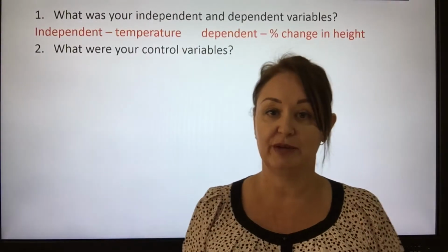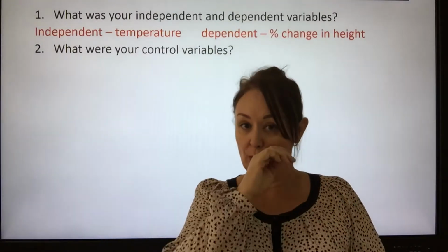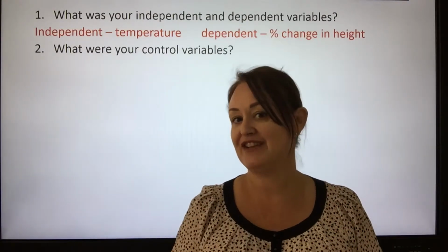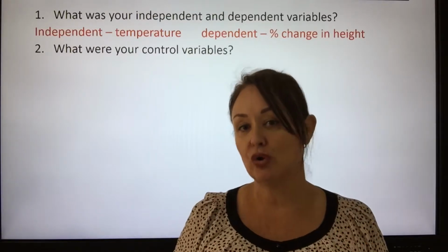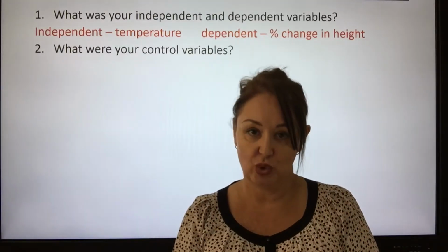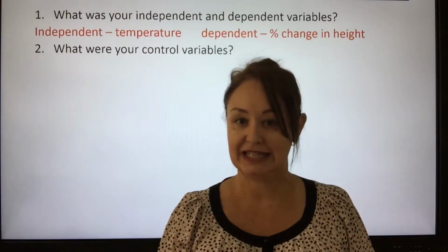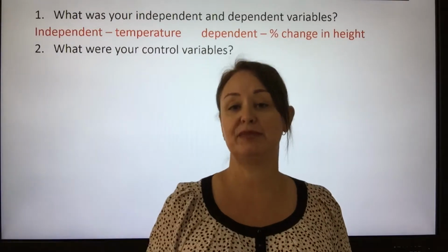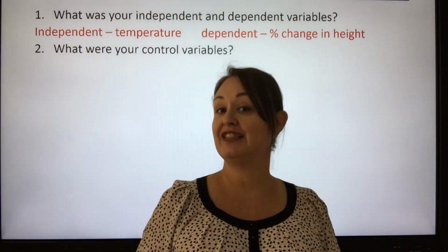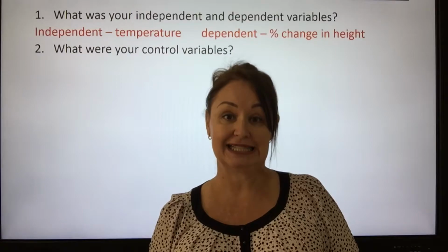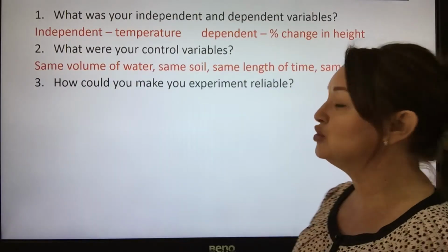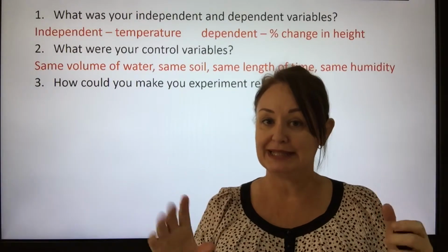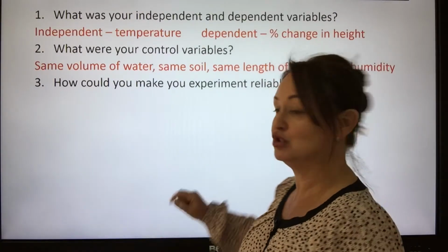What were your control variables? So back in the day, we used to say, how will you make it a fair test? All the things that you control to make it a fair test are the control variables. So the volume of water, the humidity of the air, the type of soil, all of those things. We don't have to talk about the type of seeds because they told us in the question that they're giving us 20 cloned seeds. How could you make your experiment more reliable? Same answer all the time. Repeat. You're going to repeat it and expect to get the same results.